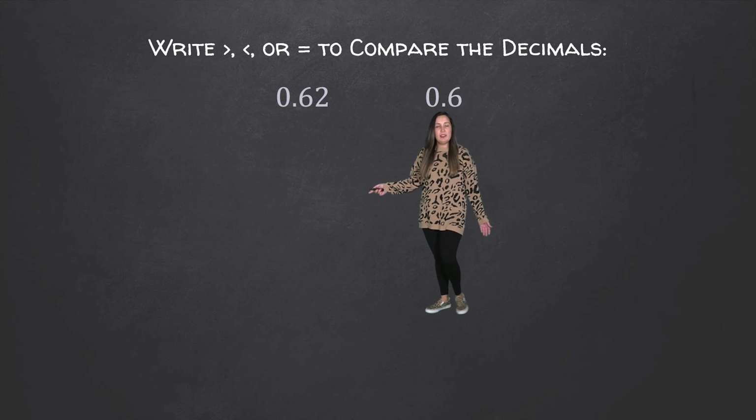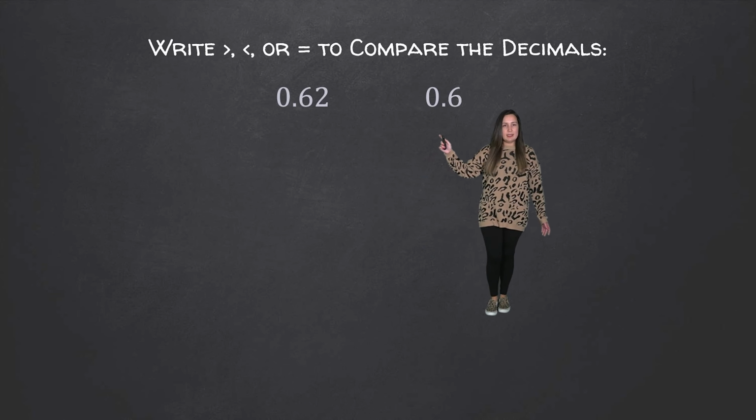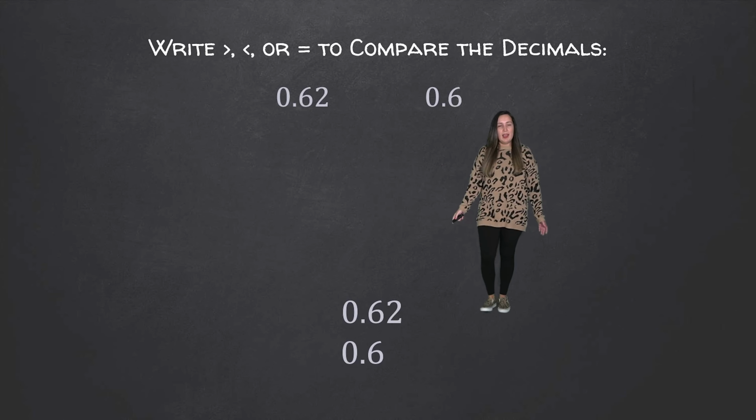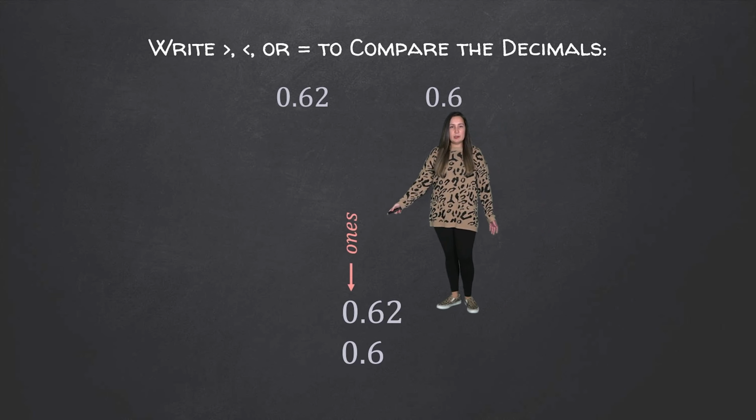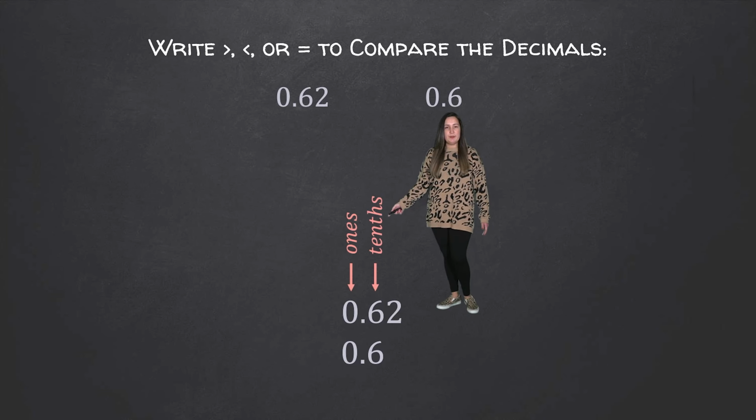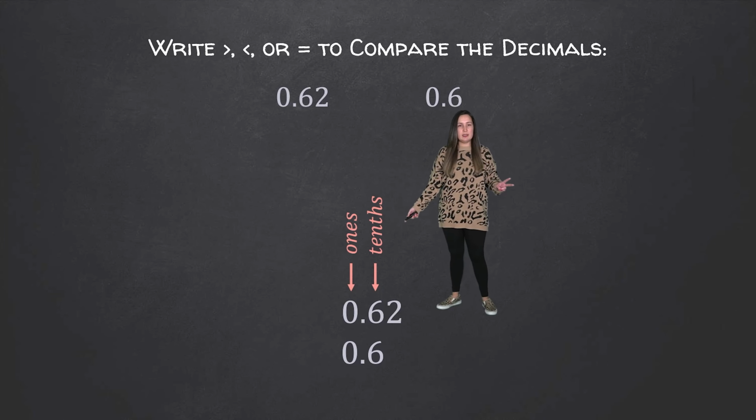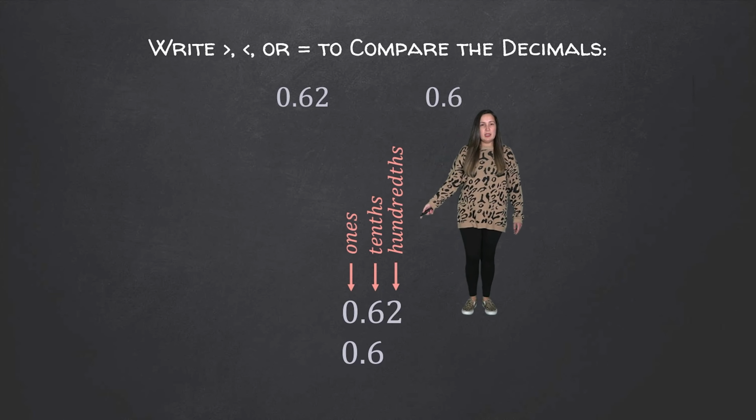So here we have another example where we have 62 hundredths and 6/10. Now, in order to compare these, we have to line up our decimal points and then start comparing using the biggest place value, which is ones. But in the ones place value, we have 2 zeros, so we're going to move on to the tenths place value. Here, we have 2 sixes, so then we're going to move on to the hundredths place value, where we have a 2 and then nothing below it.